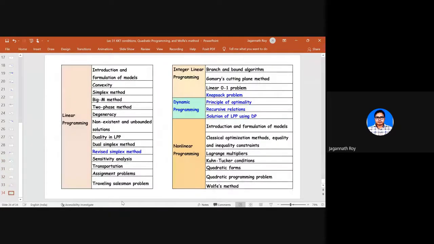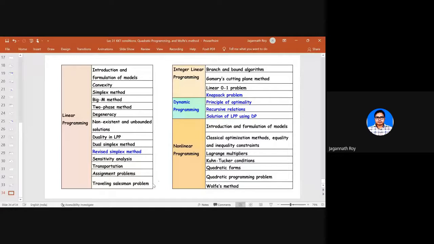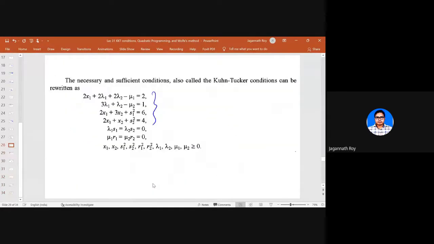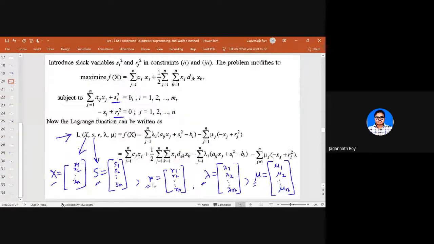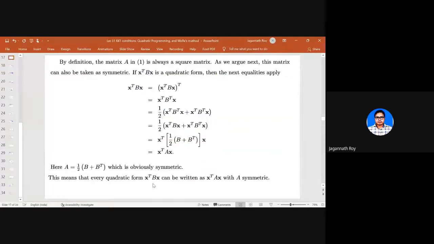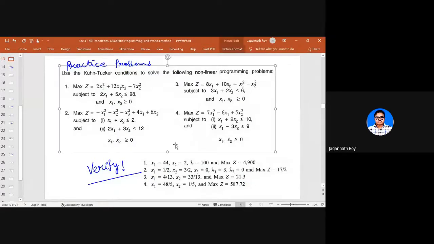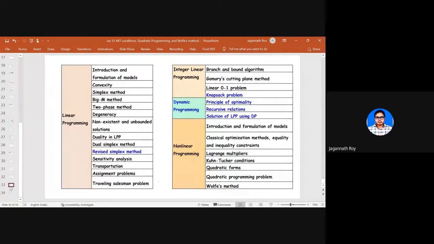So I will add some more problems for practicing. In fact, you can try this problem with Wolfe's method. I can give you this. Yeah, so let me just copy and then paste it somewhere here.